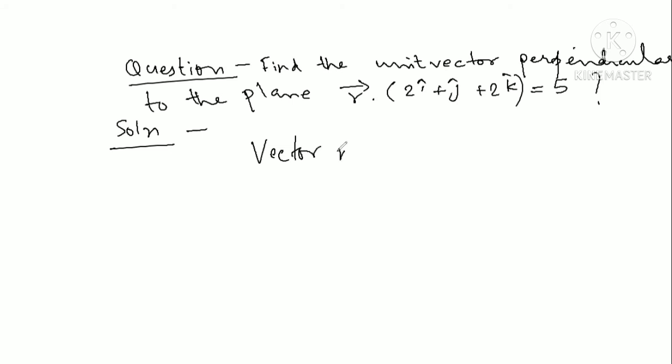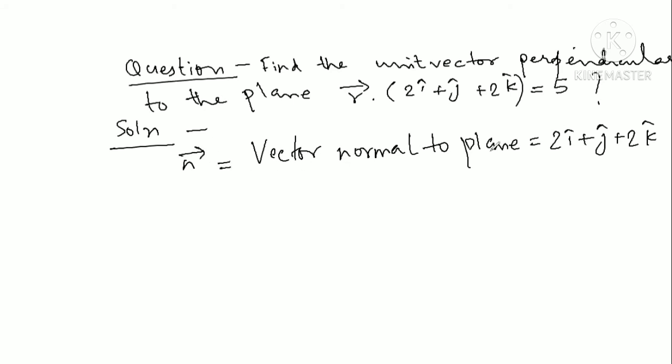Okay, so we know that vector normal to the given plane will be 2 i cap plus j cap plus 2k cap. So this is n vector. Vector normal to the given plane is the vector with which dot product of r is taken. So vector normal to the plane is 2 i cap plus j cap plus 2k cap. But we are interested in finding the unit vector.